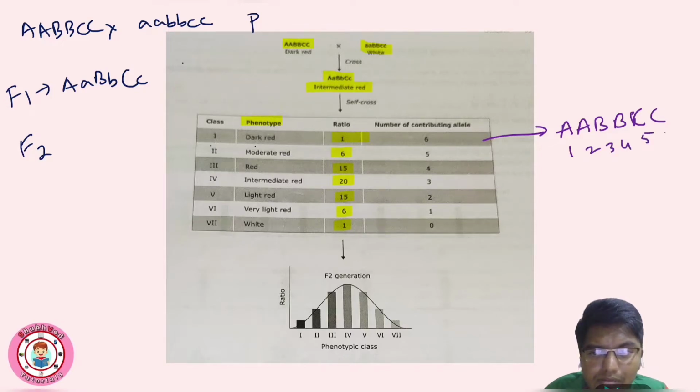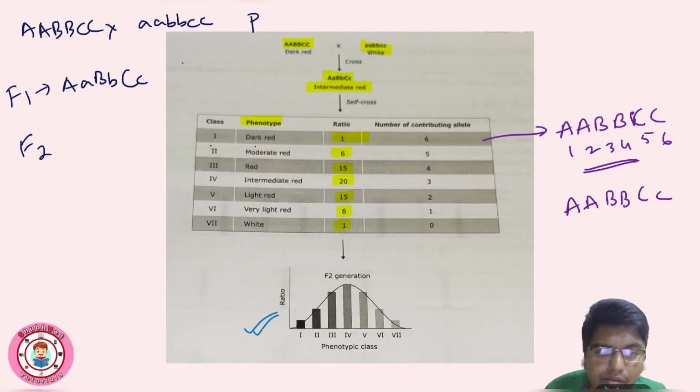So all these are responsible for producing the dark red color, right? And moderate red will come up with only 5 alleles. Okay, means we can say A, B, B, C and here C. This can be moderate red. Okay, so when we plot this, we will get this type of curve. Okay, bell shaped curve, right?